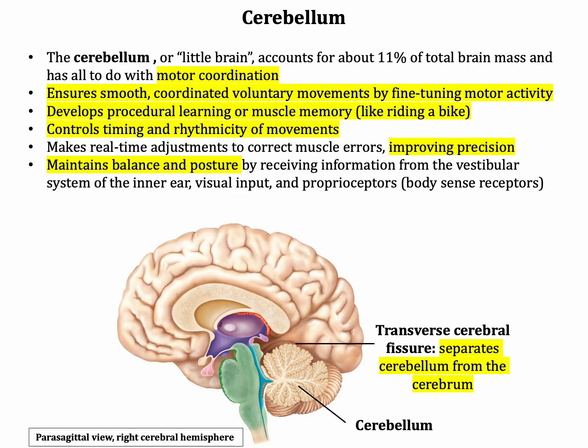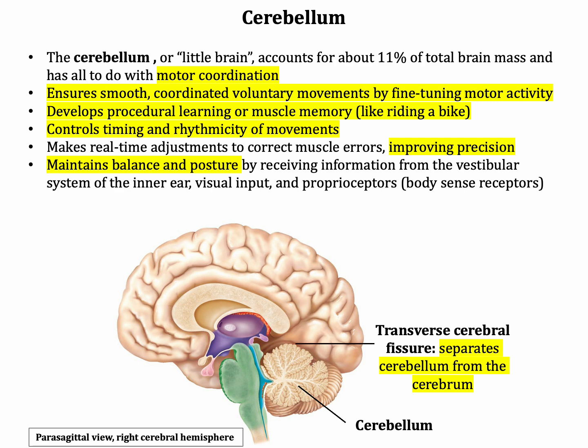For the cerebellum, this is known as our little brain. It has all to do with motor coordination, ensures smooth, coordinated, voluntary movements. It develops procedural learning, or what we call muscle memory. The ability to just hop on a bike and ride it, even though it's been 5, 10 years, whatever. Just that automatic muscle memory, that information is stored in the cerebellum based on neural circuitry.